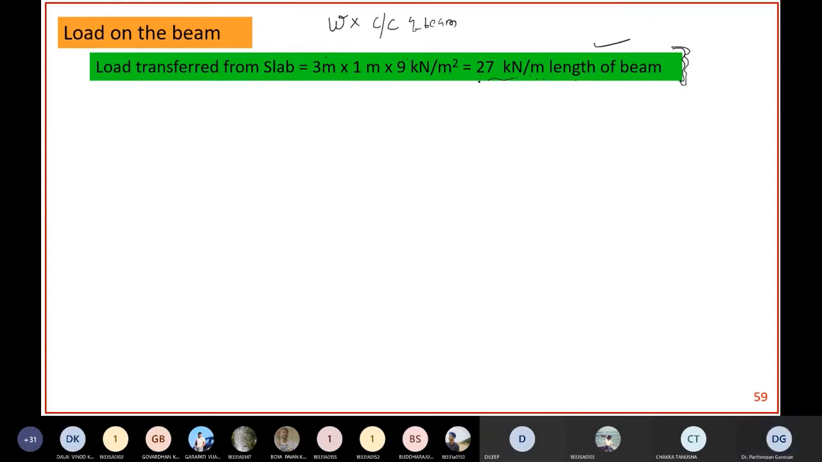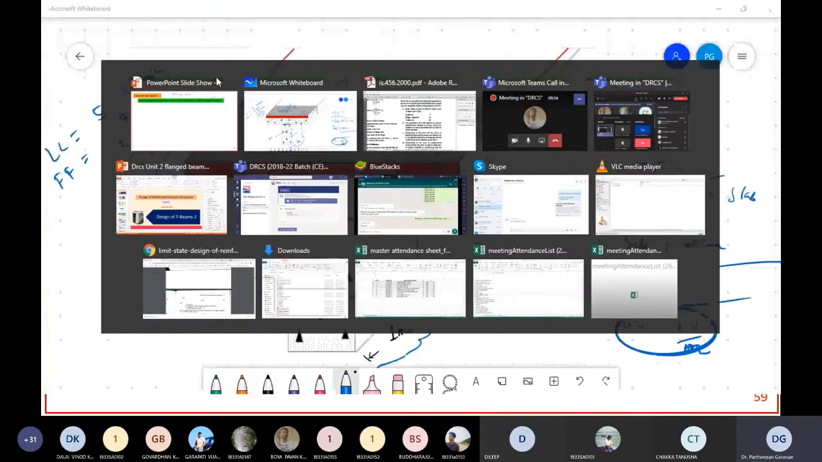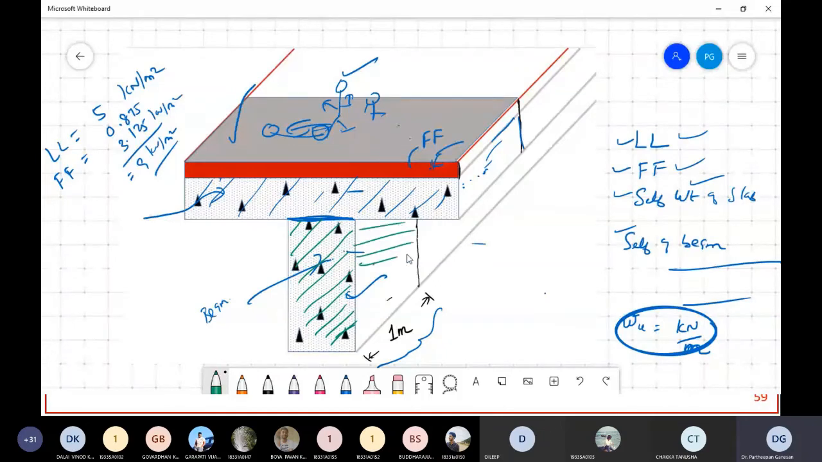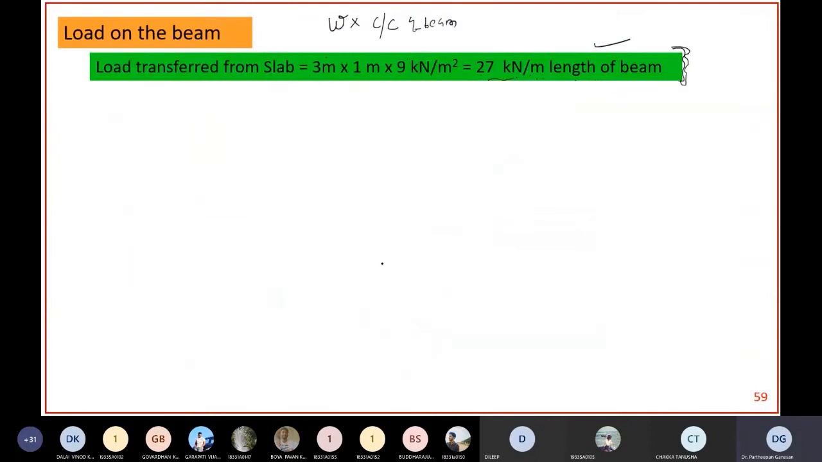Understood? Okay, sir. Okay. So remember, we have done only up to the slab. If I take here, I have included the floor finish. I have taken the live load. I can take the dead weight of a slab. What is left is this portion, the dead weight of beam. The dead weight of beam I have not included. That you have to calculate per meter length.